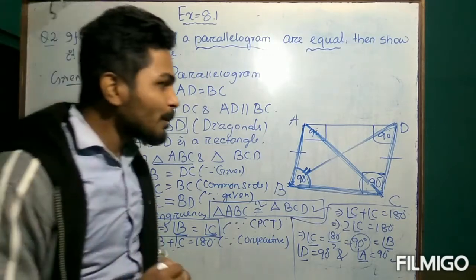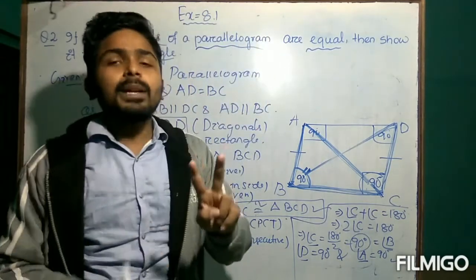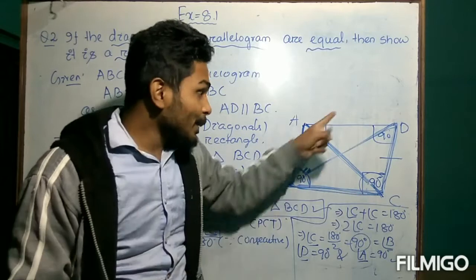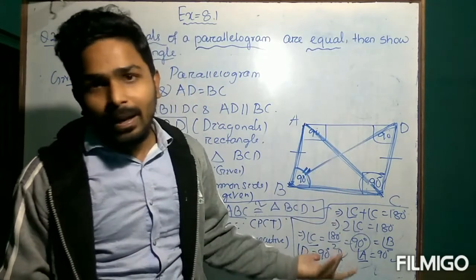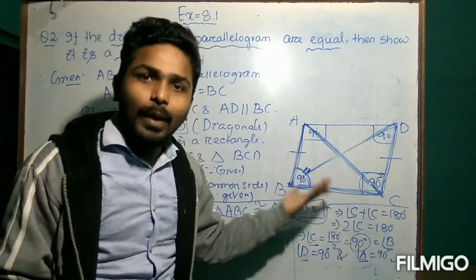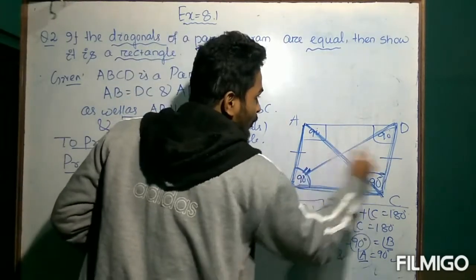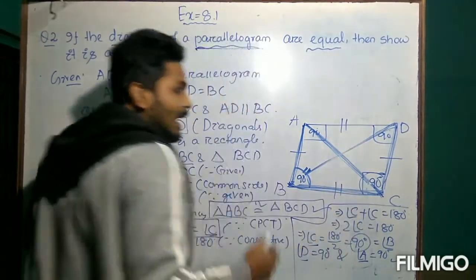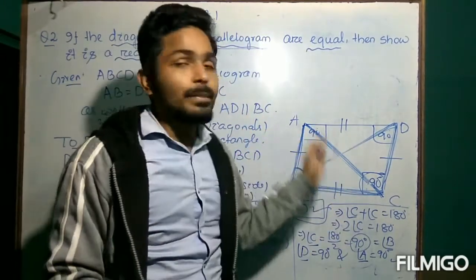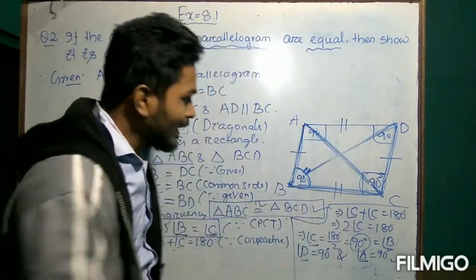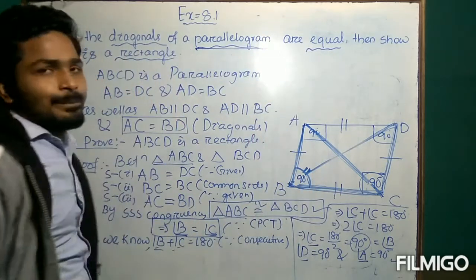And I have told you, in order to be a rectangle, two properties must be followed. First thing, the pair of opposite sides must be equal and parallel. It is also equal and parallel. Why? Already it is given it is a parallelogram, so the pairs of opposite sides are equal and parallel. And the second property, each angle must be 90 degrees. And here we have proved that each angle is 90 degrees.